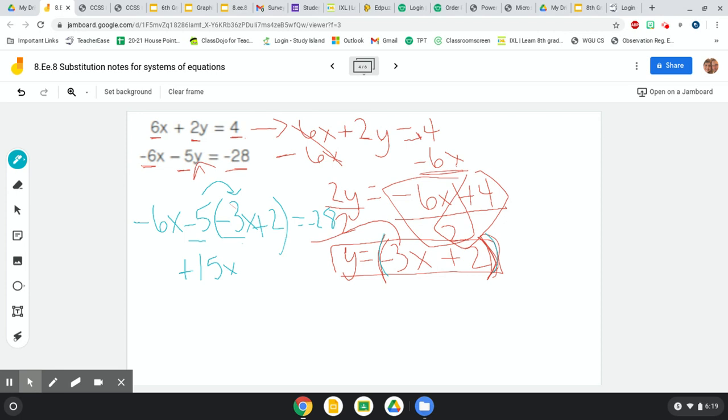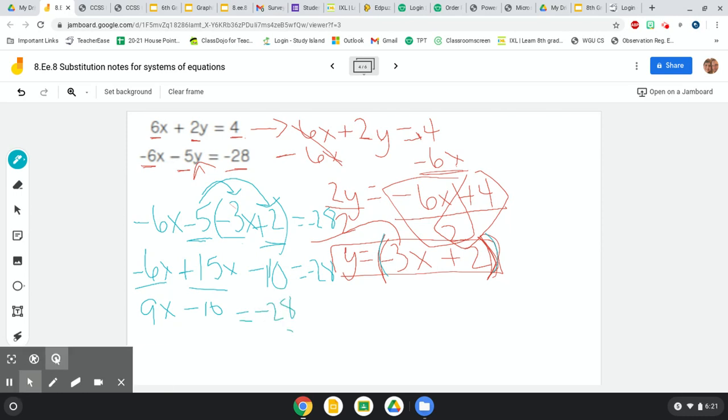I'm also in the process going to just bring down that negative 6x so I don't forget about it. And then I still have to finish that distributive property. So negative 5 times a positive 2 is going to give me negative 10. And that's still equal to negative 28. All right. Now at this point, I'm going to combine like terms. So I have negative 6x plus 15x, which is going to give me 9x minus 10 equals negative 28.